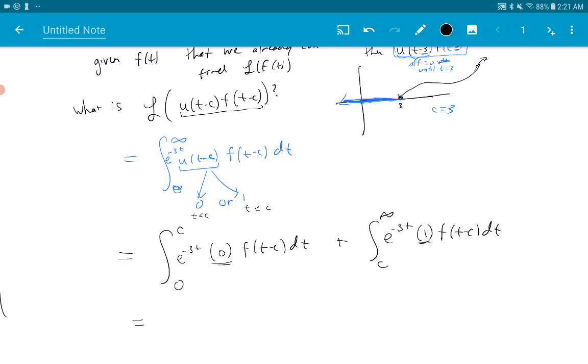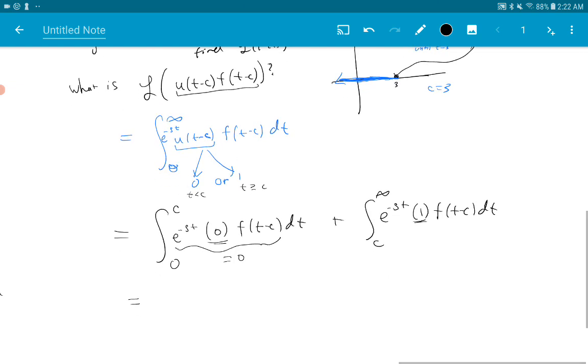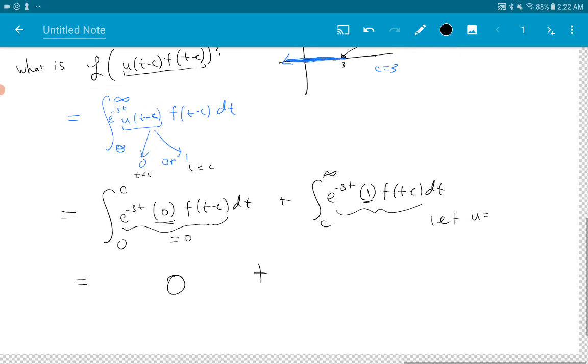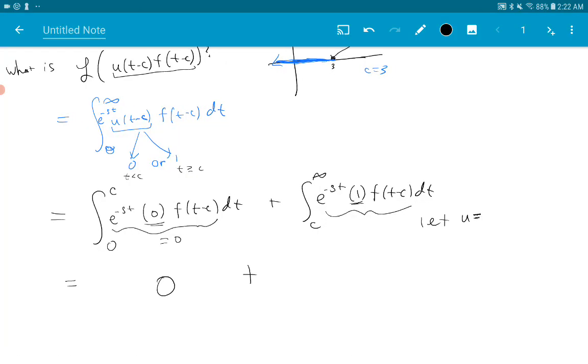As before, this entire function must equal 0 because we're multiplying by 0. So the integral of 0 is just 0. So that's 0 plus, now we have to do this one. Let's do a u substitution. This is another integration technique, an easier one than integration by parts. Let's let u equal t minus c. You'll see why in a second. Then you also find du equals dt, because the derivative of t is just 1. So du is just equal to dt.